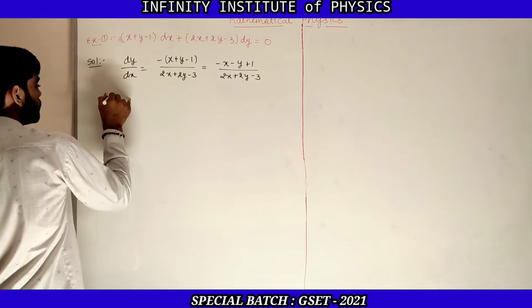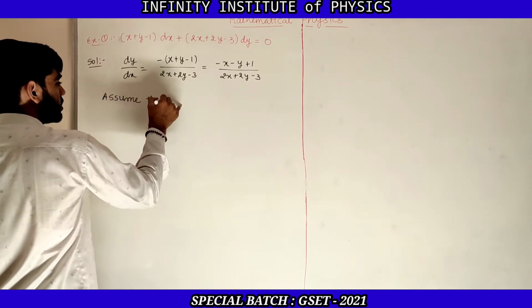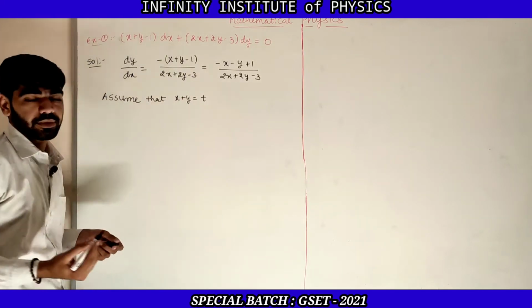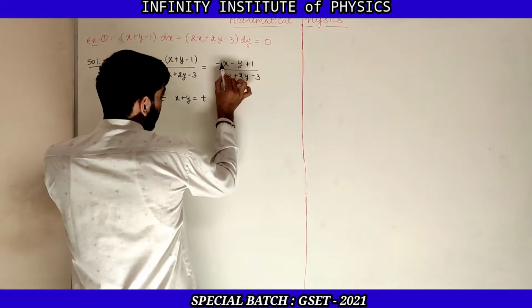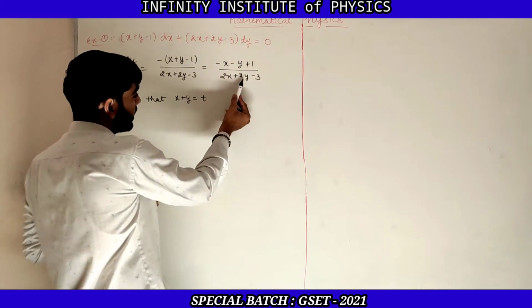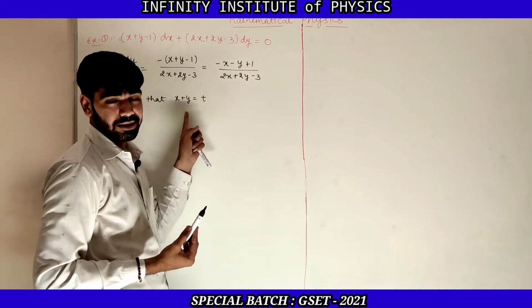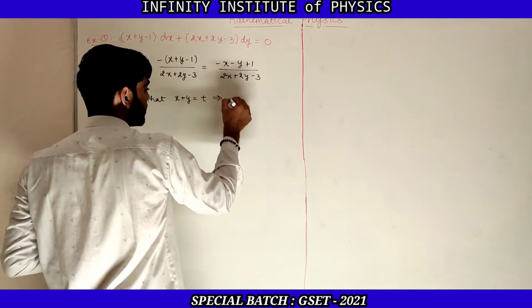So assume that x plus y is equal to t. Here I am going to assume x plus y, because whenever I take the minus sign common, it is x plus y, and if we take the 2 common, then it is also x plus y. So directly in place of x plus y we can put t.